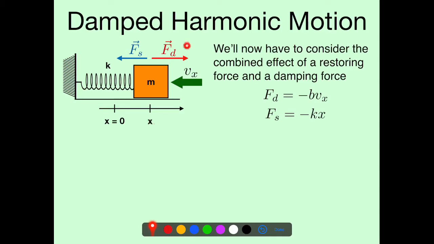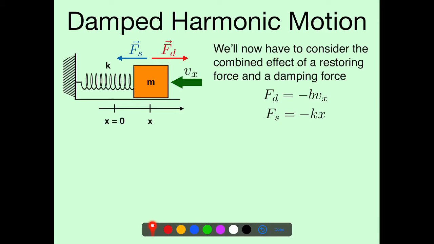So let's say that in this picture, we're looking at a snapshot of the system where the block is located right here, and it's moving to the left. So its velocity is to the left. Well, the drag force, if you remember, always is going to oppose the velocity, so that's going to be pointing to the right.